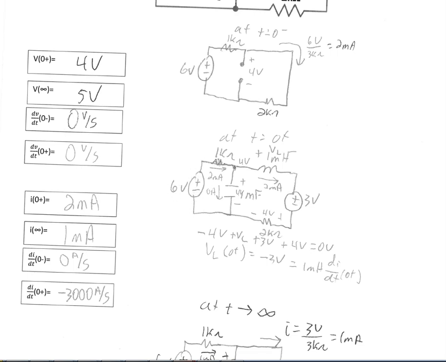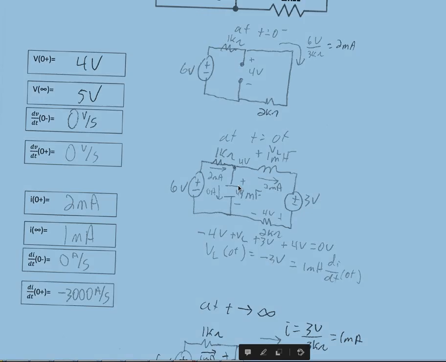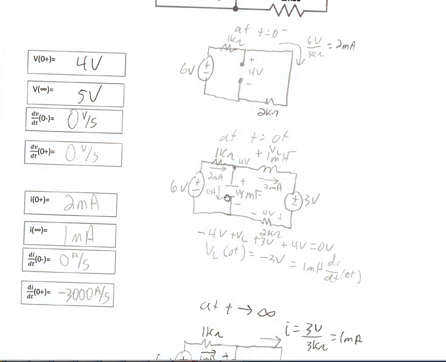And now the inductor can have a change in voltage. It cannot have a change in current. So we know there's still 2 milliamps flowing through there. We have this capacitor which can have a change in current, but it cannot have a change in voltage. So we have this capacitor that could have some current going through it, but we know that it is maintaining the same 4 volts across it that it already had.